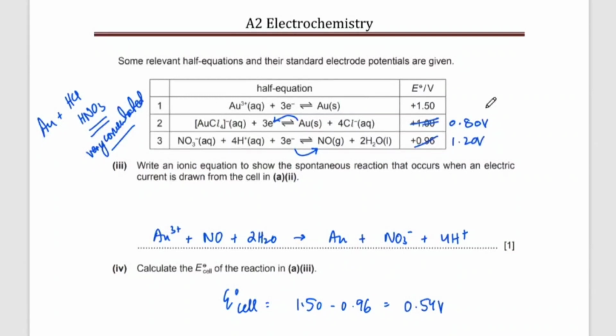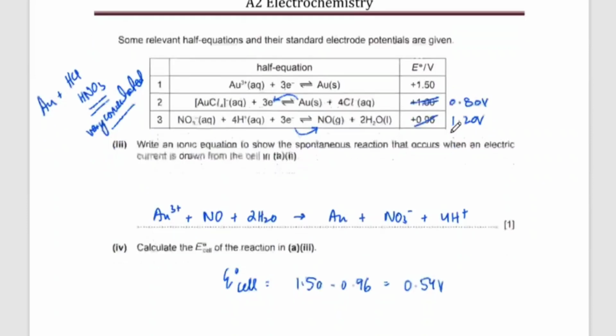Now your E naught cell is going to be positive because reduction minus oxidation gives a positive value. This will be the higher potential, so it will gain electrons. This will be the lower potential, so it will lose electrons. So now gold will dissolve. That's what you're going to write: equilibrium 2 shifts to the left, so its potential becomes lower, and equilibrium number 3 shifts to the right, so it becomes higher. You don't have to write E naught cell, because it's non-standard conditions. So your E cell is now a positive value, which means the reaction is feasible.